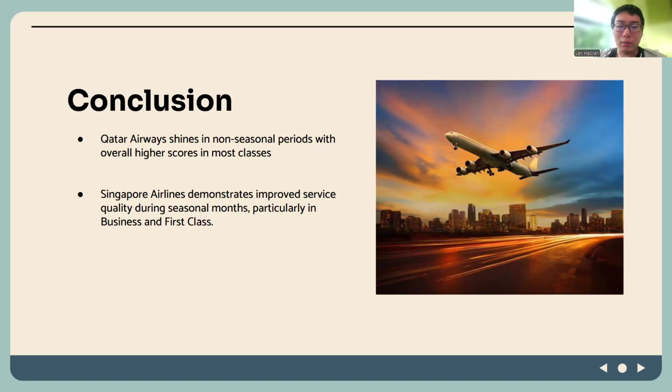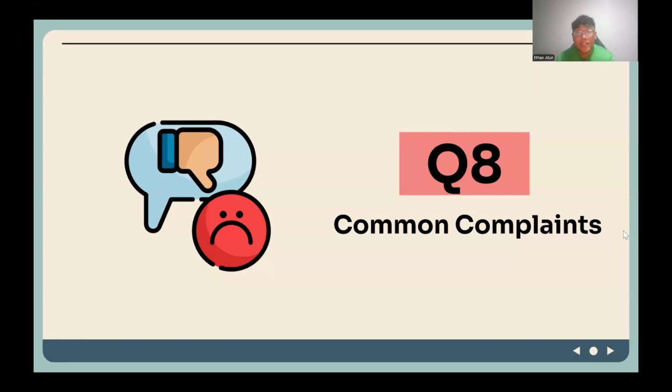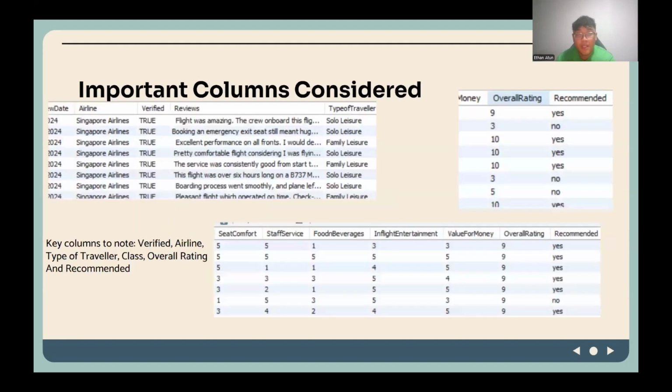Now I'll pass on my time. I will now be answering about the common complaints. We are looking at the top 5 complaints for each airline and each type of traveler. Here are the important columns considered when looking at the top 5 complaints.